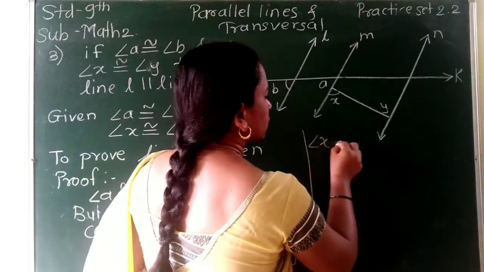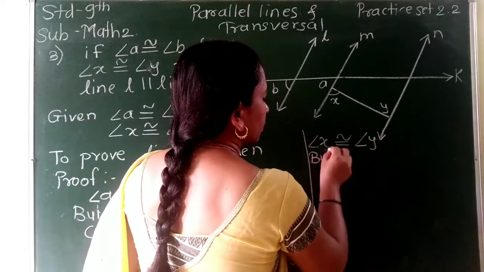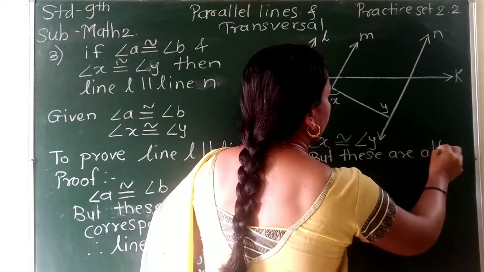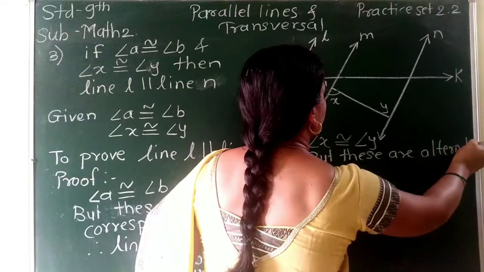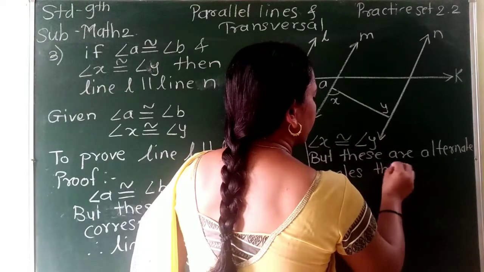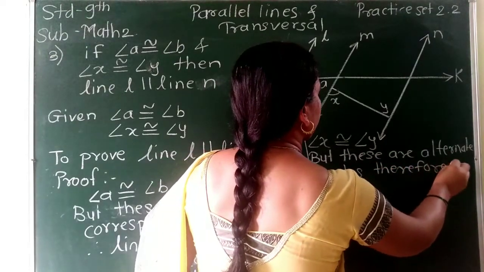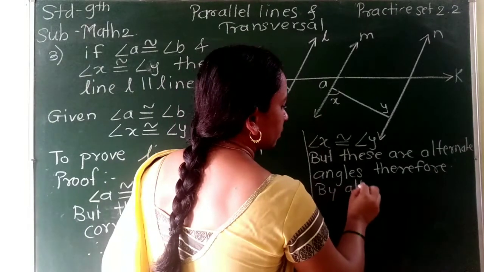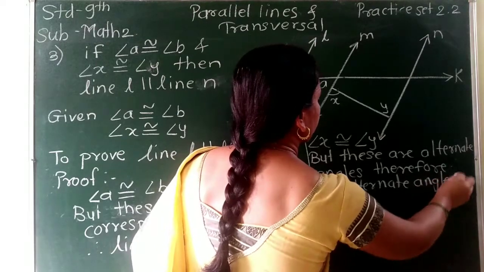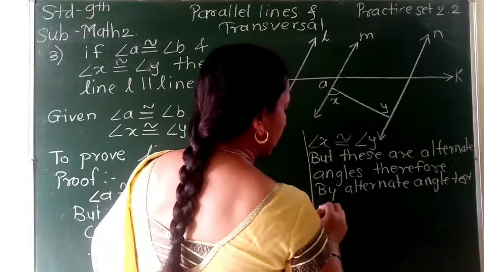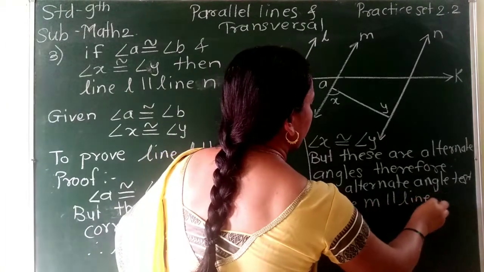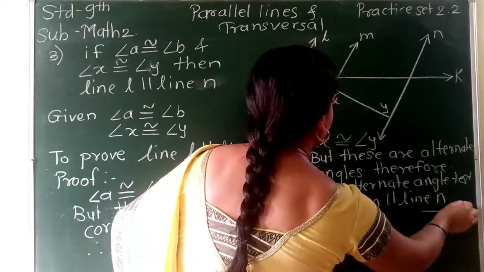Angle X is congruent with angle Y, but these are alternate angles. Therefore, by the alternate angle test, I can say that line M is parallel with line N. And this is my second equation.